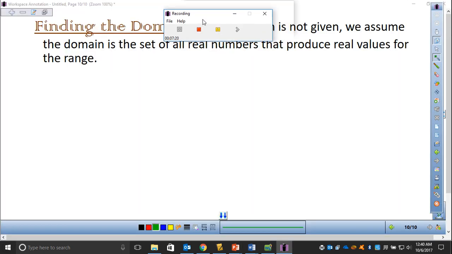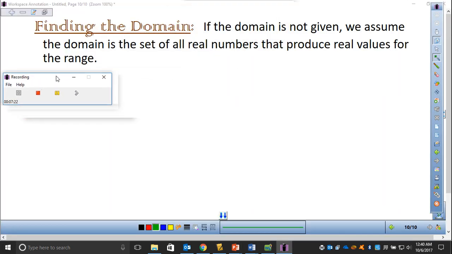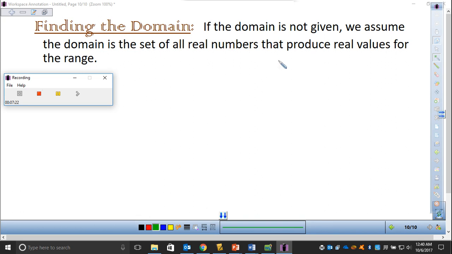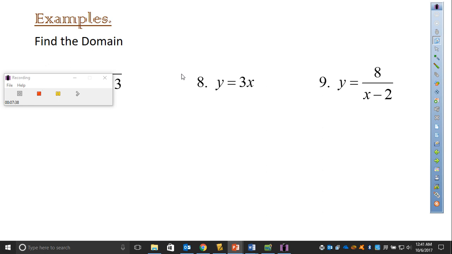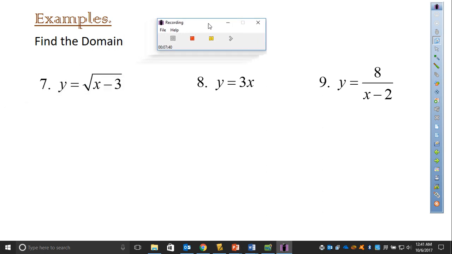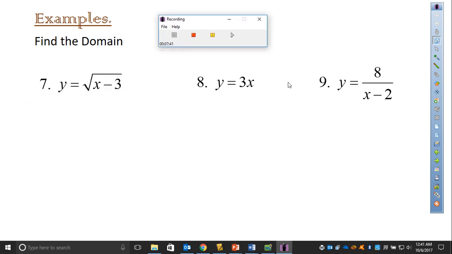So getting into finding the domain, how we find the domain if it's not given and we don't have the graph, we assume it's going to be the set of all real numbers. Generally, if it's a polynomial, it'll often be all real numbers. But if it's not, that's when we've got to think about it. We've talked about this before. We've got to think about what makes this a real number. We're talking about real numbers here.